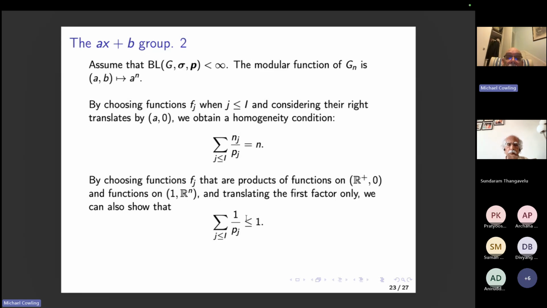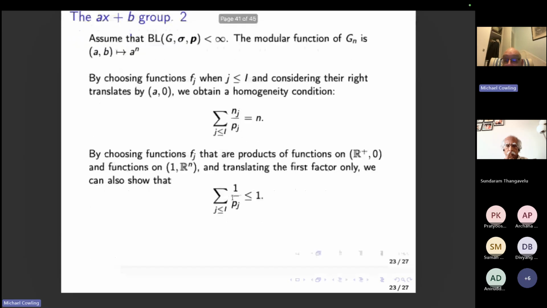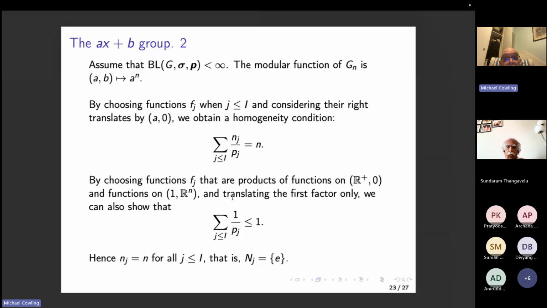Now, if I take this inequality and multiply both sides by n, then I will get the sum over j less than or equal to I of n over pj is less than or equal to n. On the other hand, I've got that the sum of nj over pj is equal to n. Now the nj's are less than or equal to n. So if this is equal to n, then the only way that can happen is if all of the nj's are equal to n. So all of the nj's have to be equal to n for j less than or equal to I.